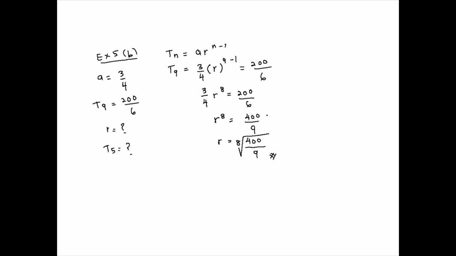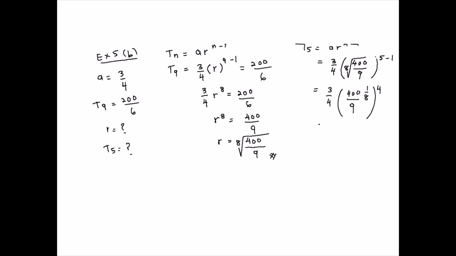And then next we want to find T5. T5 equal, the original formula is A R power n minus 1. We can substitute A, 3 over 4. R, we can substitute the values that we found earlier: the 8th root of 400 over 9, power n minus 1, 5 minus 1. We can change the 8th root into power 1 over 8. 5 minus 1 is 4.